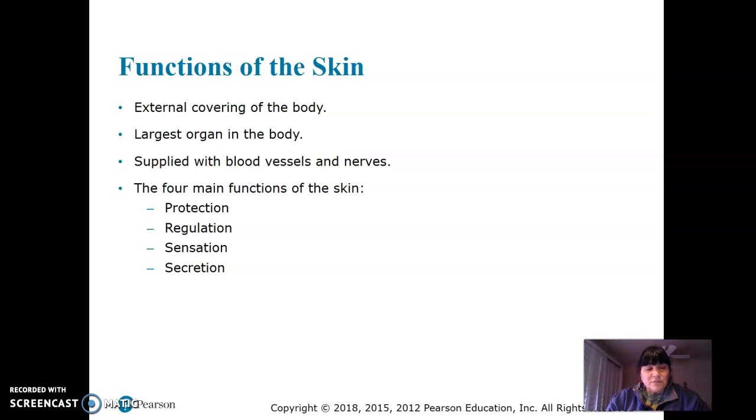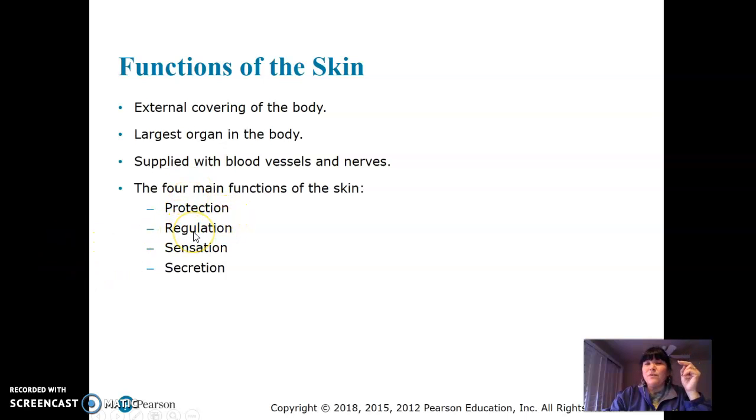Now, not only does it protect, it does other things also. So it says, external covering of the body, largest organ. Skin is considered an organ because it's made out of different tissues. There's blood, there's nerve, there's connective, there's fat, different tissues. So it is your largest organ. Sometimes that is a little trivia question, right? Supplied with blood vessels and nerves, forming function, protection. Protection is the first one that you'll probably remember.